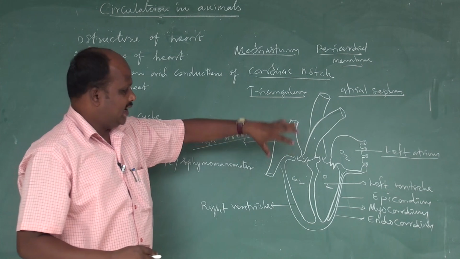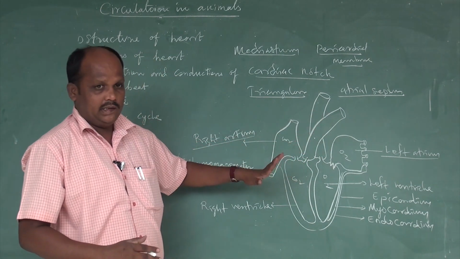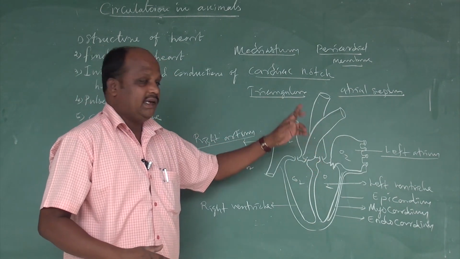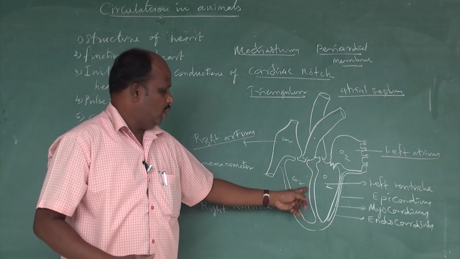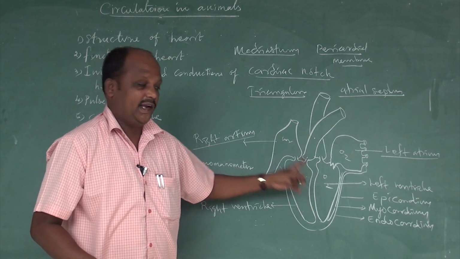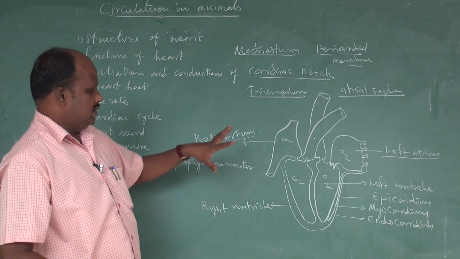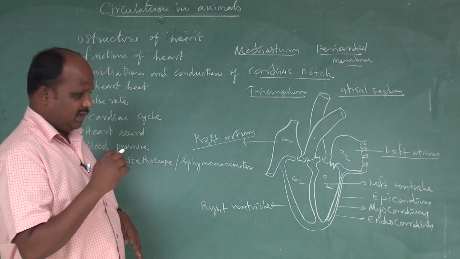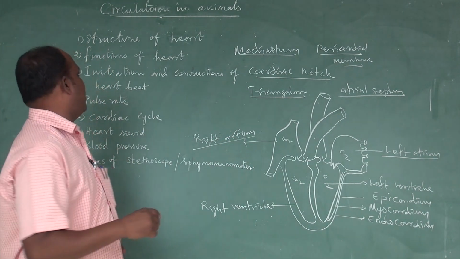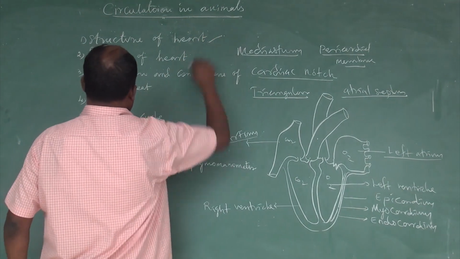For that purpose the heart is divided into four chambers. The upper two chambers are divided by the atrial septum, and the lower two chambers are divided by the ventricular septum. That is the structure of the heart. Next, the functions of the heart. The structure of the heart is over.